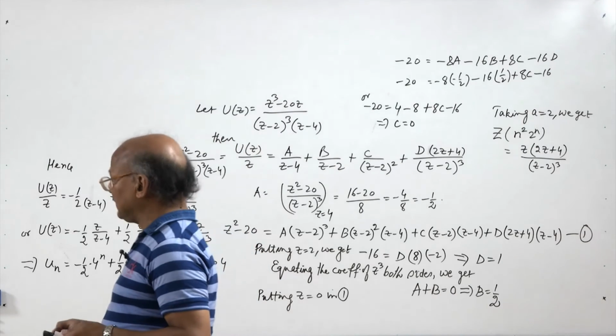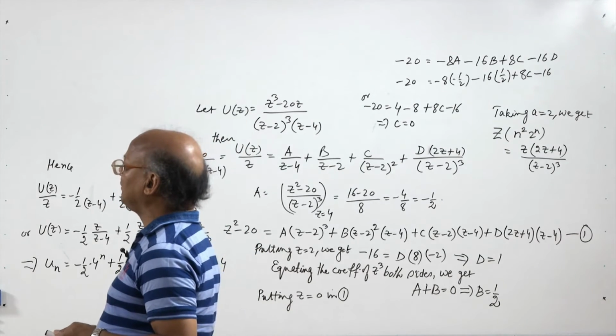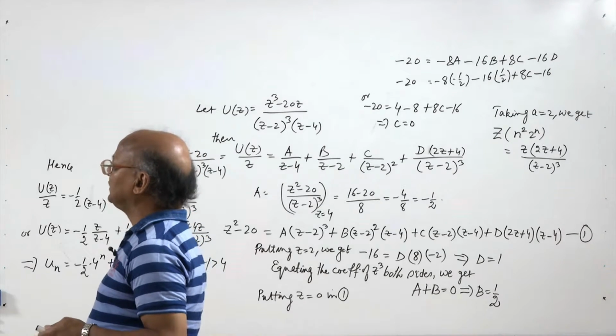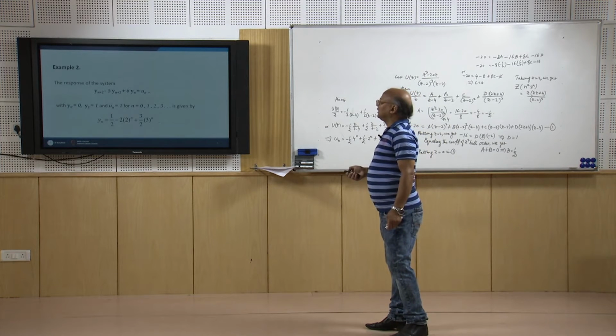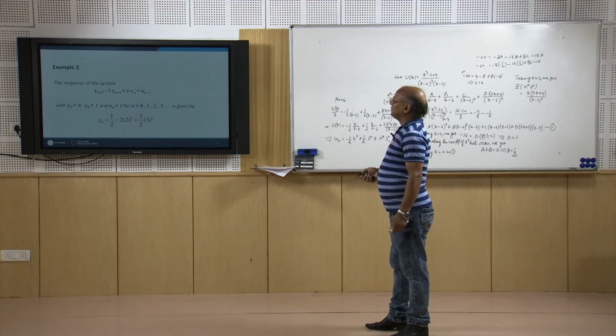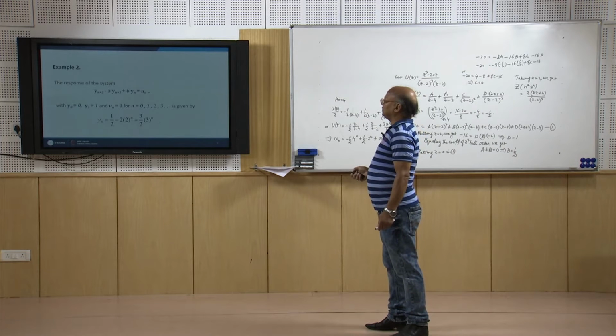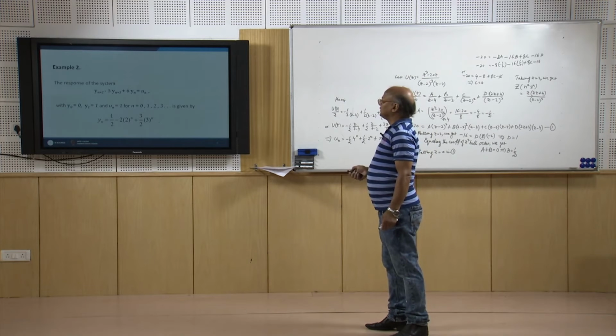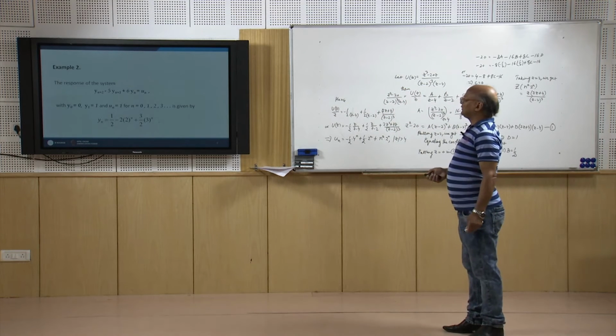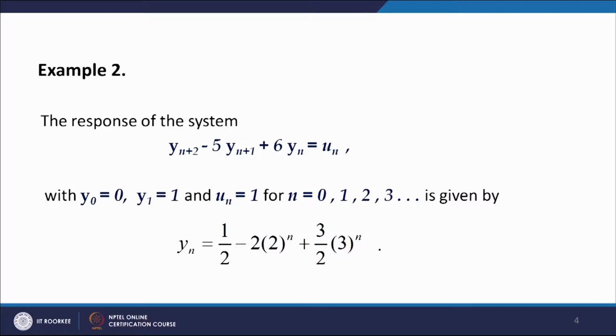Now, in the next example, we have taken this difference equation, and we have to find the response of the system, that is we have to find the sequence y(n) such that y(0) equal to 0, y(1) equal to 1, and here we are given that u(n) is equal to the unit step sequence, u(n) equal to 1 for n equal to 0, 1, 2, 3 and so on. And for the unit step sequence, if you remember, we have seen that the z transform is z over z minus 1, where mod of z is greater than 1.